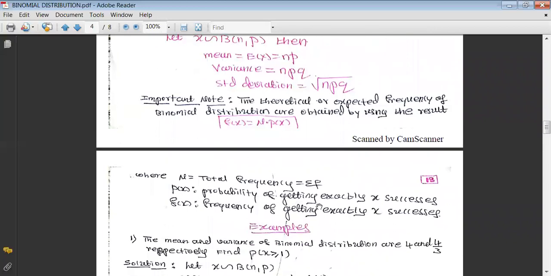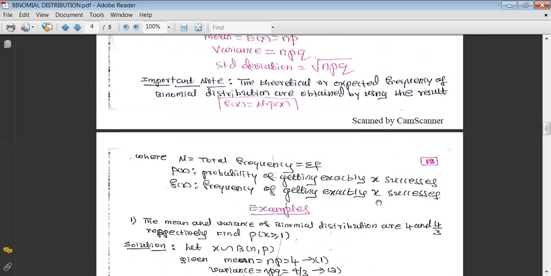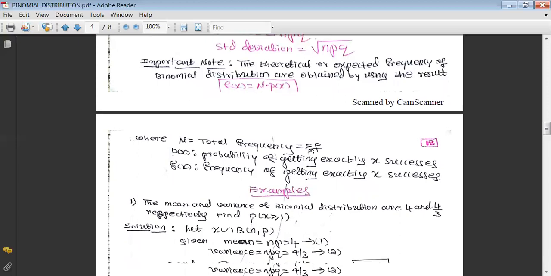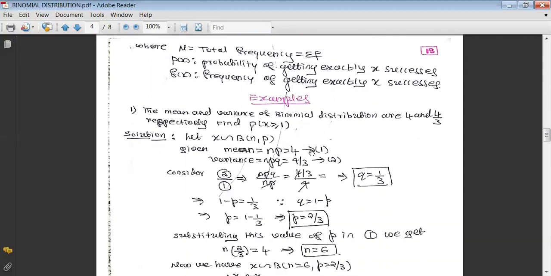P of x represents the probability of getting exactly x successes, and f of x represents the frequency of getting exactly x successes. And here we must note that whenever the theoretical frequencies are asked, we have to use the result f of x equals n into p of x. That we have to keep in mind while solving the examples.